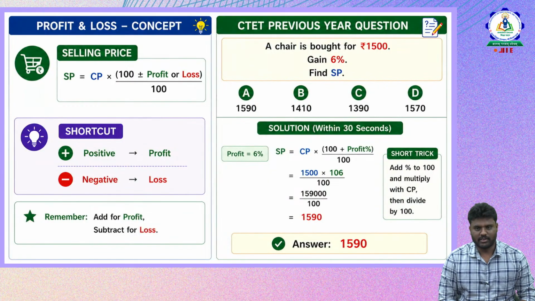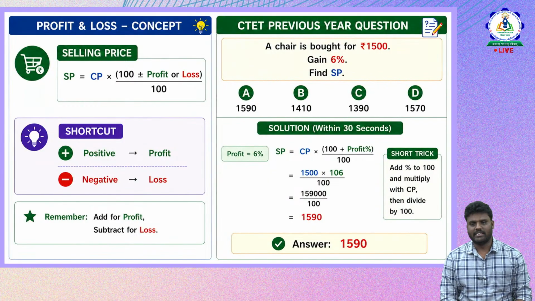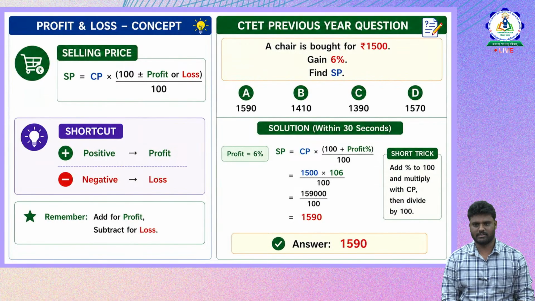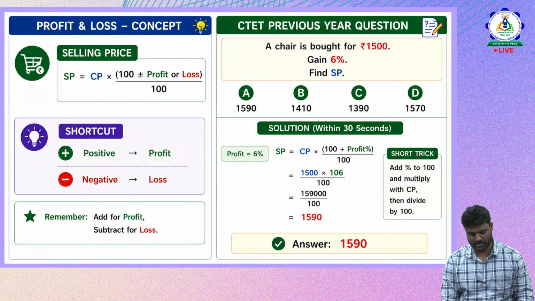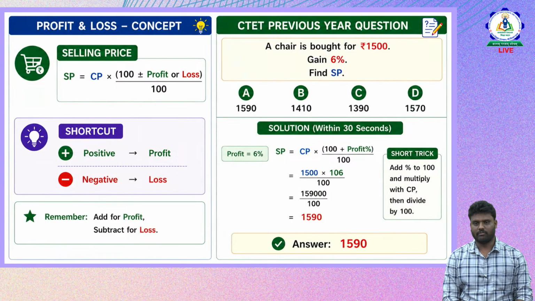So now the second question is, a chair is bought for 1500 rupees and they gain 6%. Find the selling price, SP. SP means the selling price. Okay, so what we need to identify here is the selling price.